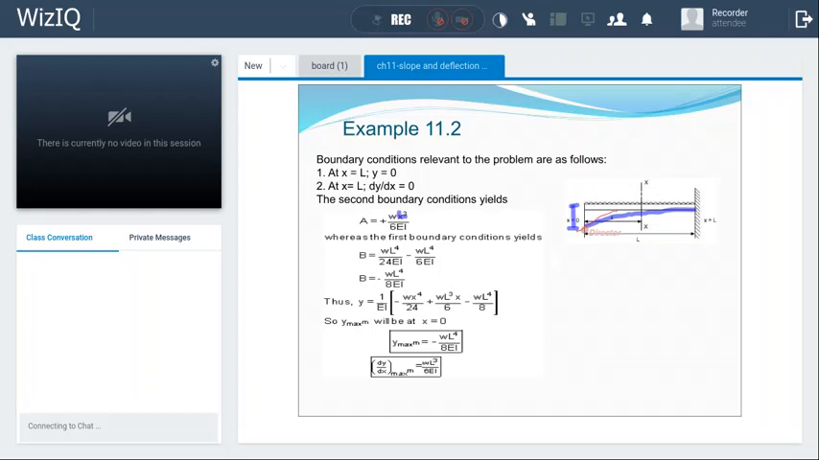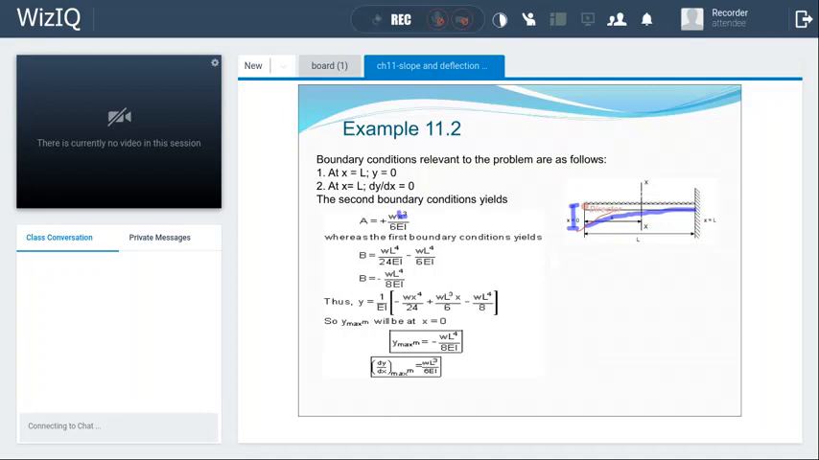So our aim is to find the equations for slope and deflection. Then in that equation, substitute the conditions for X for maximum slope and deflection. This way you can easily find the values for slope and deflection. So this is your integration method for cantilever.